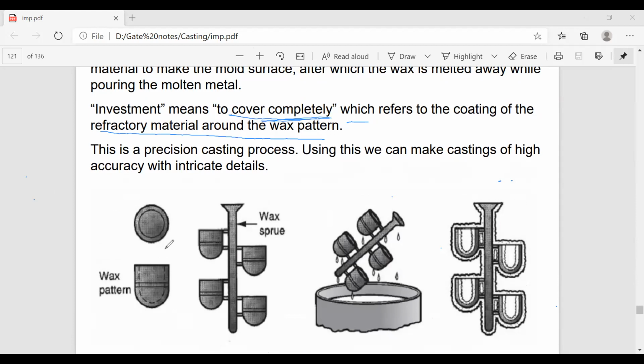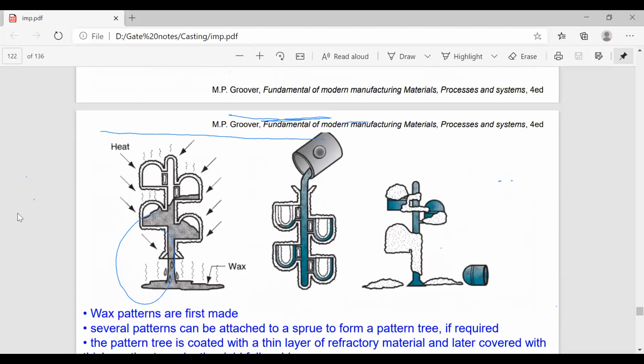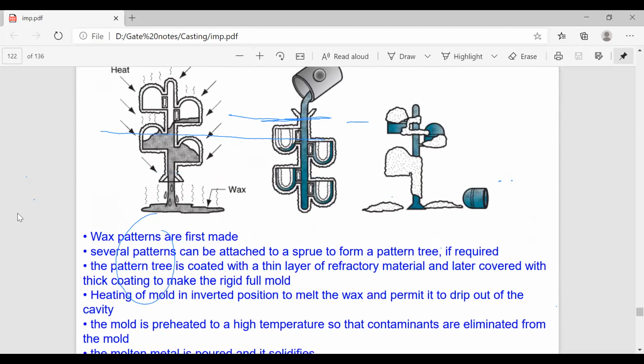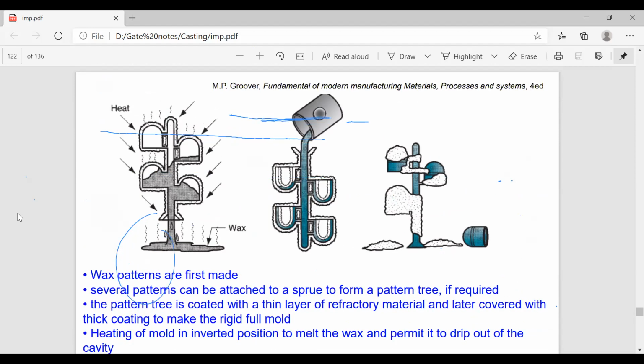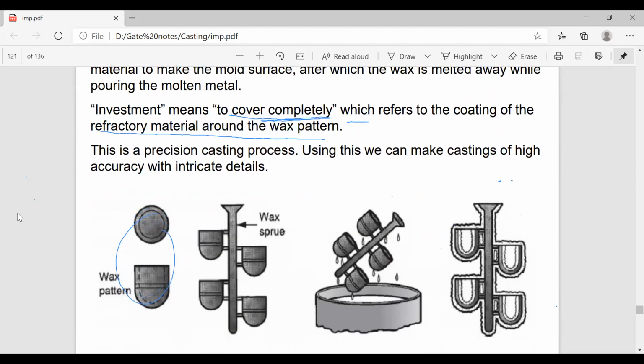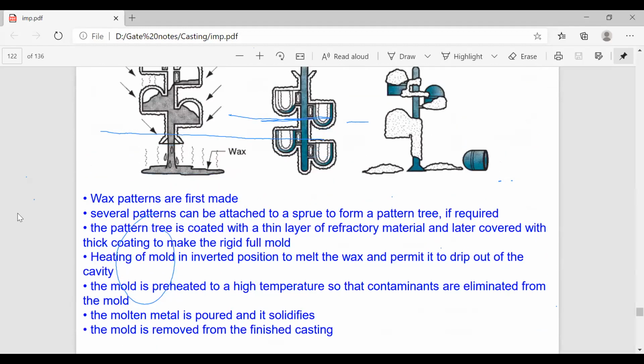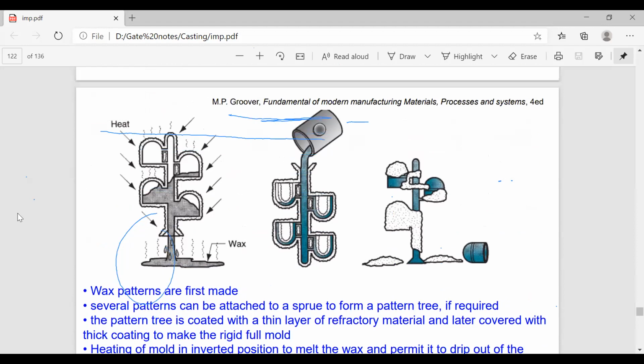So first we prepare the wax pattern, then we dip this wax pattern in the slurry. First the wax patterns are made, then several patterns can be attached to the sprue to form a tree pattern, right? As you can see here, several patterns have been attached to form a tree-like pattern. Then the mold is heated in inverted position to melt the wax and permit it to drip out of the cavity.